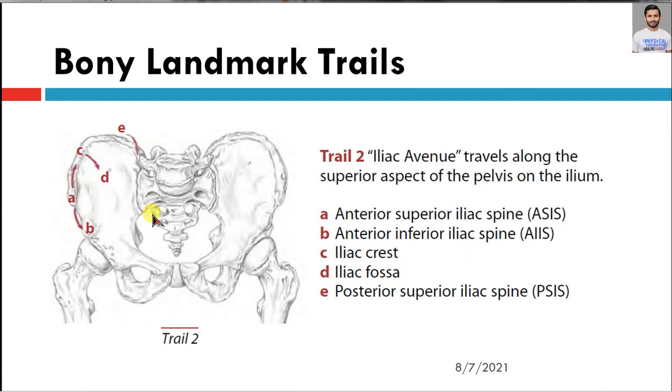Here you can see the same structures, with just the addition of the iliac fossa. The rest of the structures are the same.